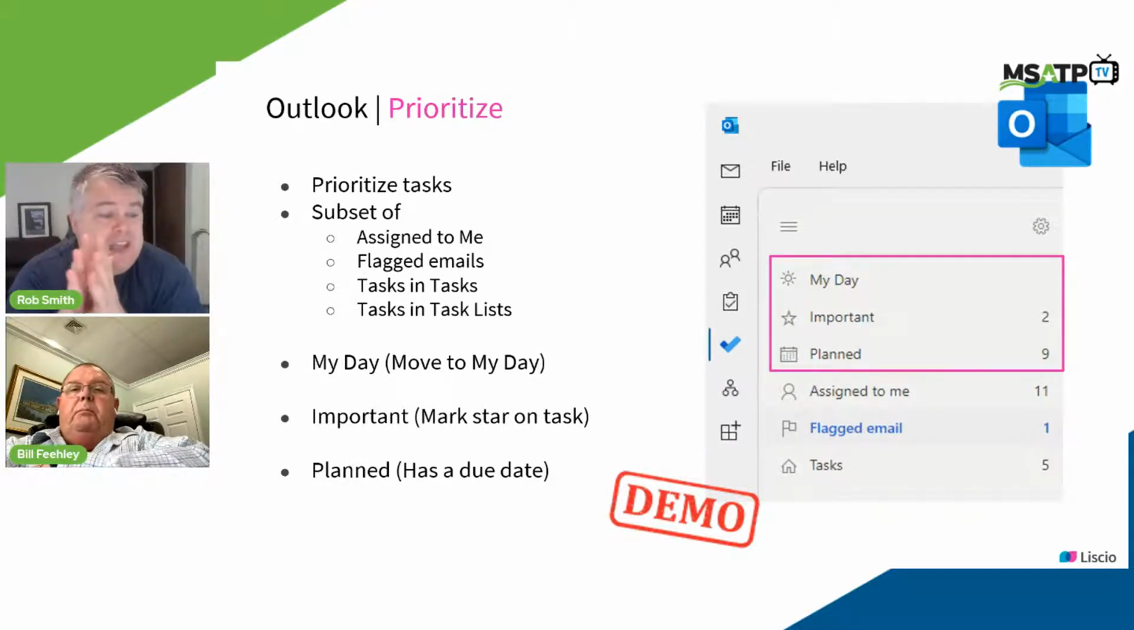So you may have 100 tasks that have been assigned to you through Planner, a flagged email, or task lists, but you may only have maybe 10 of them that have a priority. And those priorities are my day, which means you've assigned that task to something that you want to get done today. Important means you've marked the star on the task, or planned, which means it has a due date.